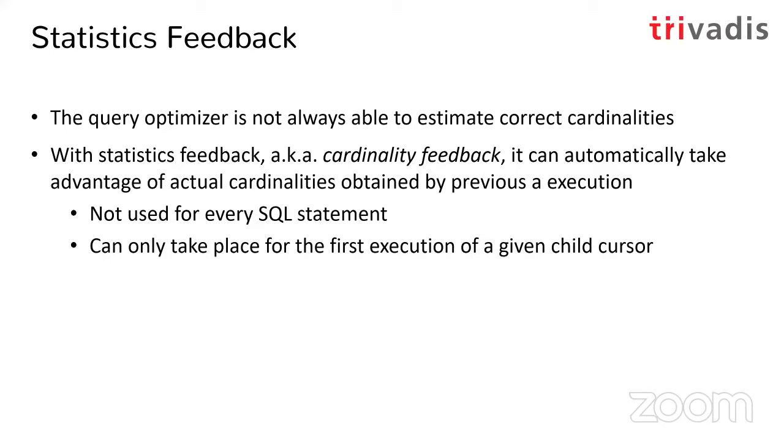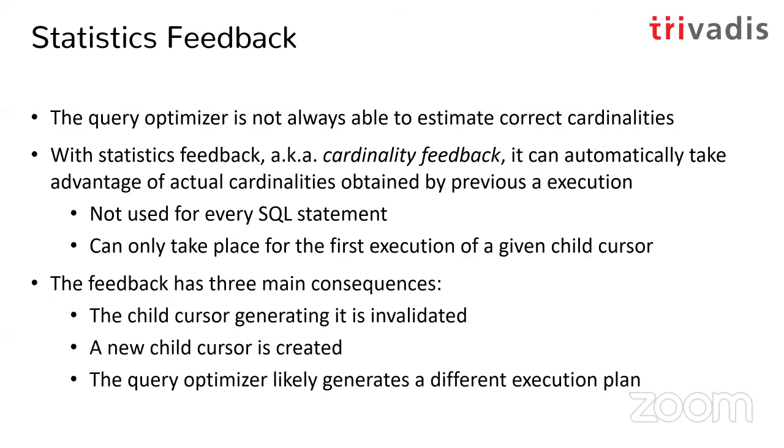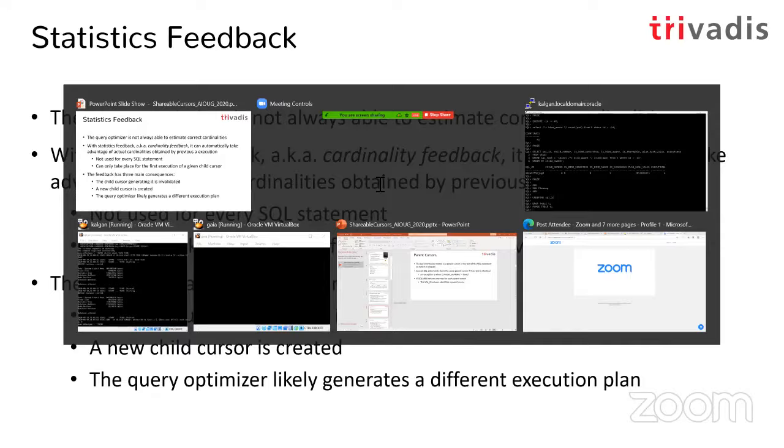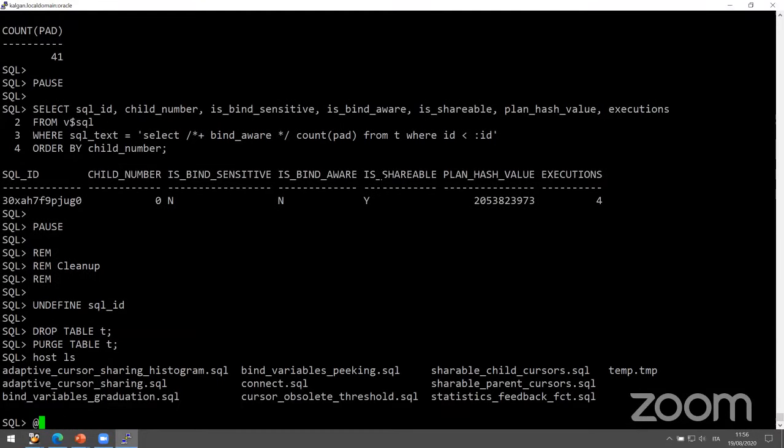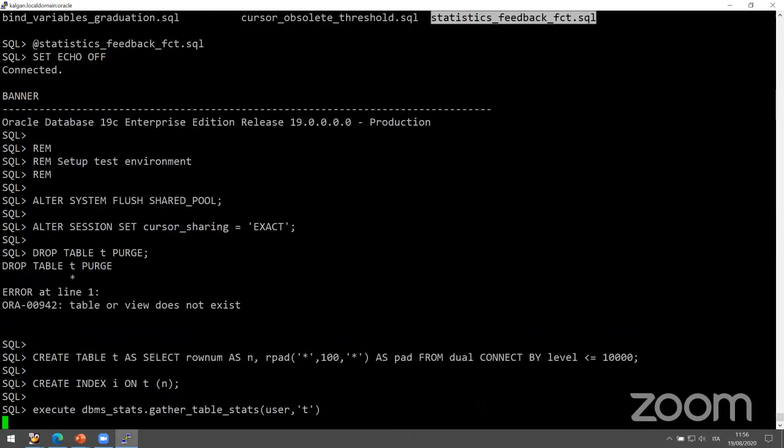Okay, so that's a feature, again, like adaptive cursor sharing, that you can take advantage of if you're executing a query several times. And basically what happens is that if such a feedback is generated, like in adaptive cursor sharing, the old child cursor is invalidated, a new one is created, and the new one maybe gets a better execution plan. Okay. Also in this case, let's have a look at a demo.